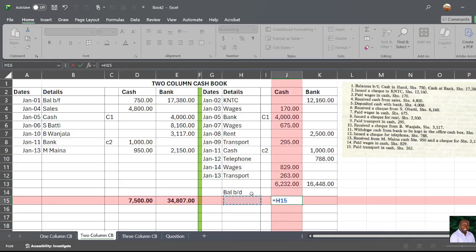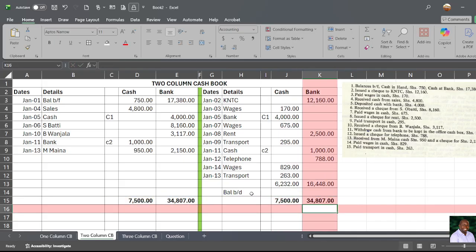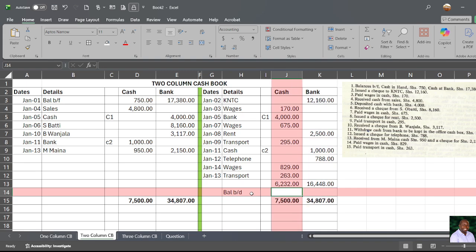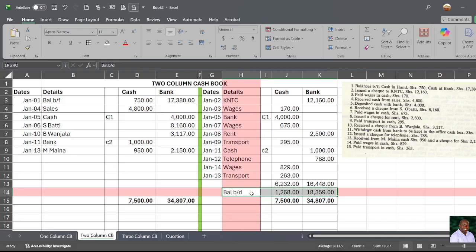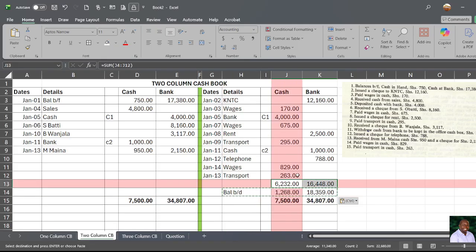So this here will be that figure there. This one also will be this one here, 30 something. Then this figure here will be this one minus this one. This one also will be this one minus this one here. So you get these as our balances that have been brought down. Sorry for that. Those are our balances which have been brought down.